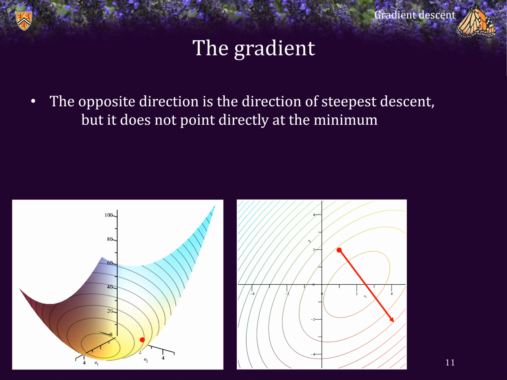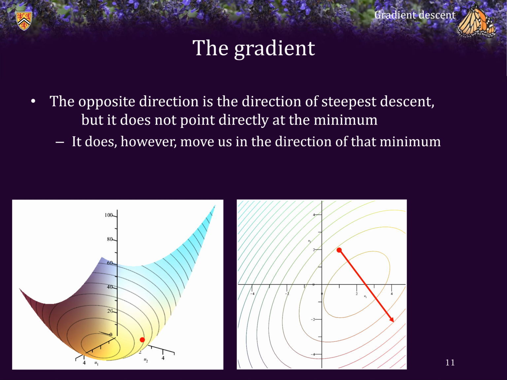But as you can see in this simple example, the opposite direction, or the negation of the gradient, doesn't point us directly at the minimum, but it does point us downhill. Thus, if we start to at least move in this direction, we should be moving towards at least a local minimum.